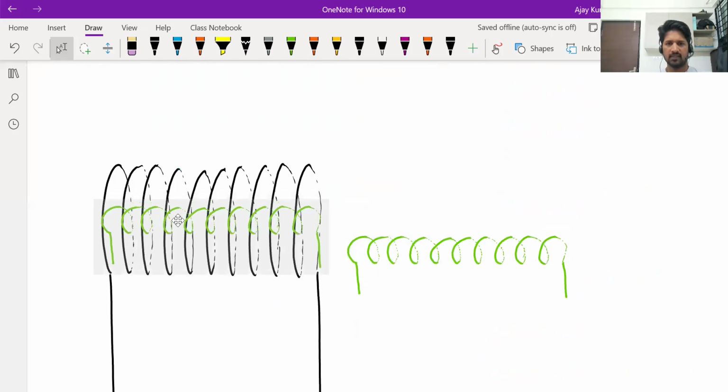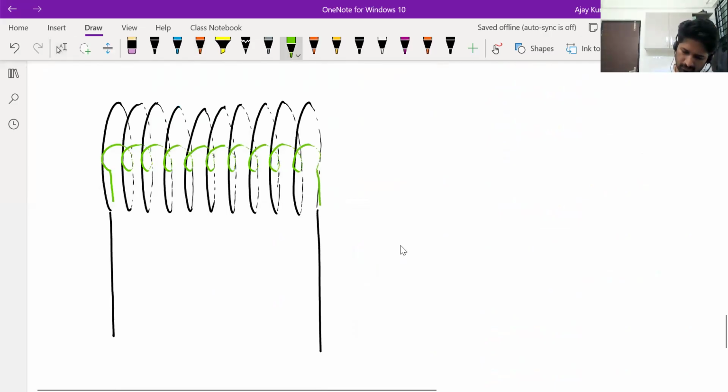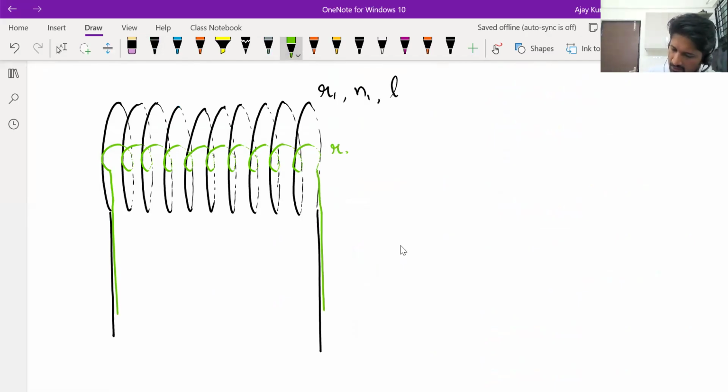Okay. Again, same system, coaxial solenoids. Black one's radius is still R1. Number of turns per unit length is N1. Total length is L. Green one's radius is still R2. Number of turns per unit length is N2. Total length L. This time we are going to assume current to be passing in the green one. So let's take it as I2, current in the second coil.